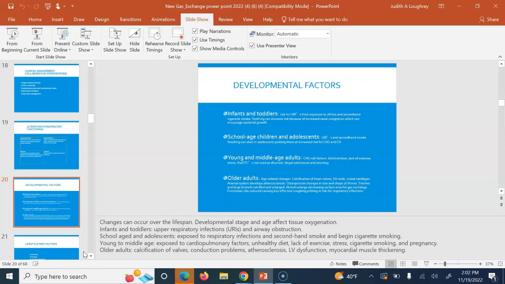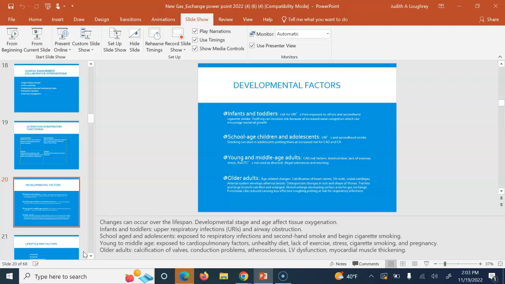School-age children and adolescents also are more prone to URIs, sometimes secondary to secondhand smoke, and they can actually start smoking. We start seeing kids sometimes smoking very young. In particular, they start smoking thinking it's a cool thing to do in middle school, so sometimes we see that, or in middle school or the beginning of high school.